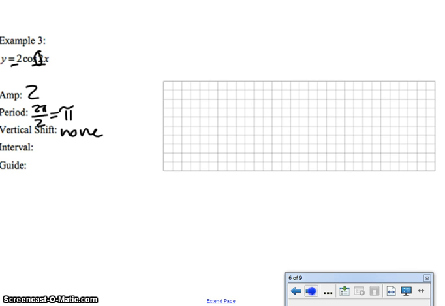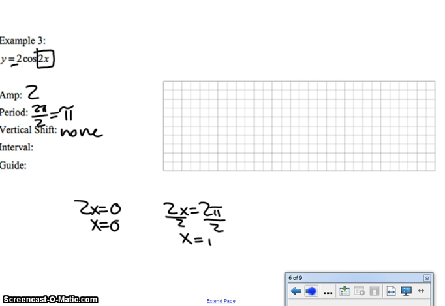All right, my interval, this is how we calculate our interval. I'm going to take whatever we're taking the cosine of. So here, it's 2x. And I'm going to take 2x and set that equal to 0, and 2x and set that equal to 2 pi. So here, x is 0. Here, when we solve for x, x is pi. So our interval is 0 to pi. So our starting and stopping places are going to be different. All right, our guide is still going to look the same for cosine. So cosine starts and ends at its max. It's at its min halfway in between.